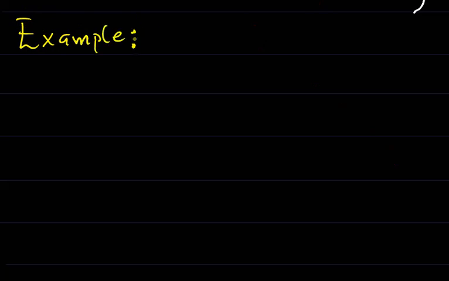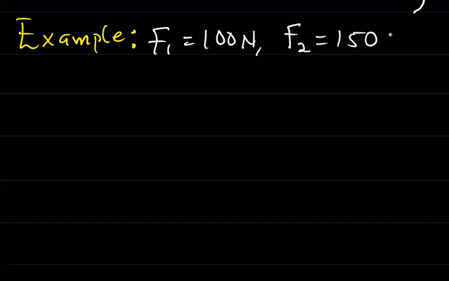Now the question goes this way. Two forces of 100 Newton, that simply means that F1 is 100 Newton, and of course 150 Newton, F2 is 150 Newton, acting simultaneously at a point. What is the resultant of these two forces if the angle theta is 45 degrees? Simple. Solution.